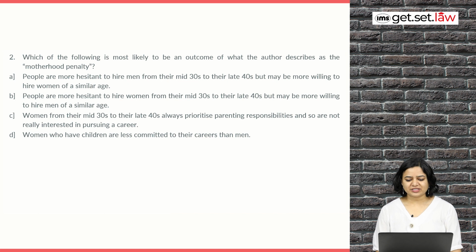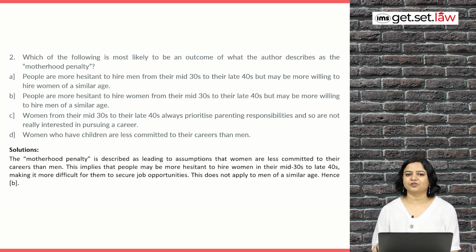Which of the following is most likely to be an outcome of what the author describes as the motherhood penalty? So if the motherhood penalty is the cause, what should be the outcome of it? What should be the result of it? Remember, the motherhood penalty is not in favor of women. So of course, people will be more hesitant to hire women who are in their 30s because of the motherhood penalty. It will have no impact on men. Look for an option which is saying something similar and you would realize that option is B. So that is the correct answer.